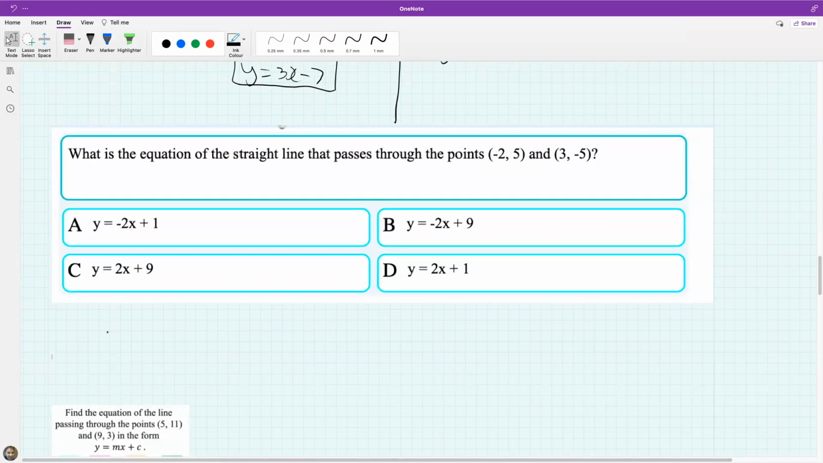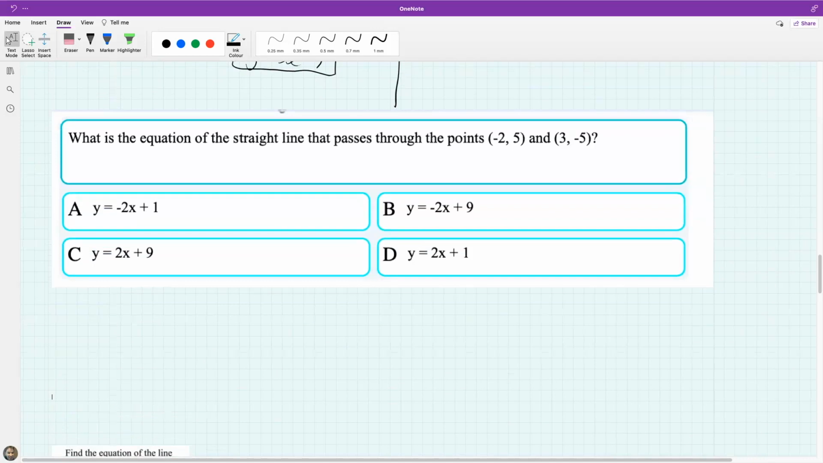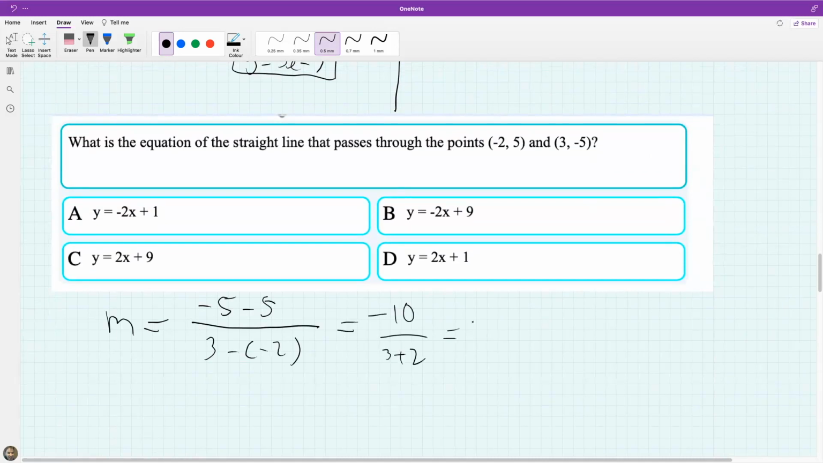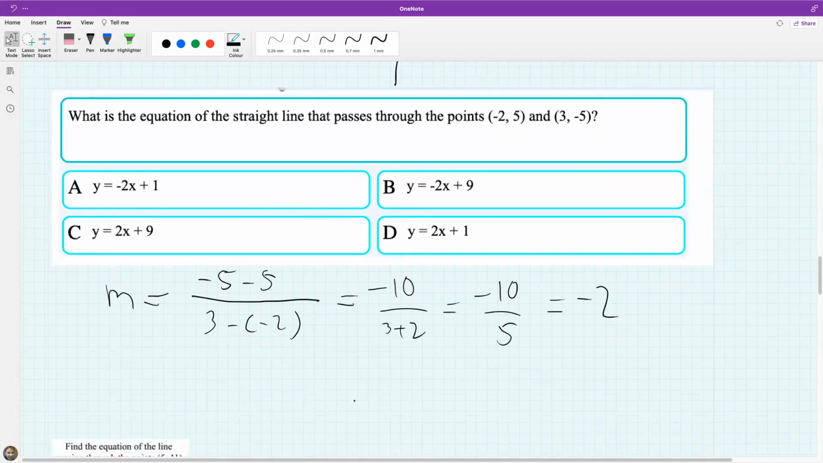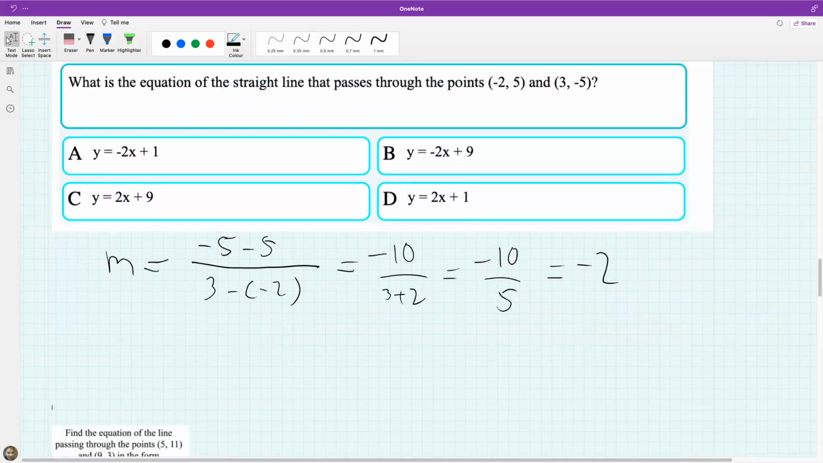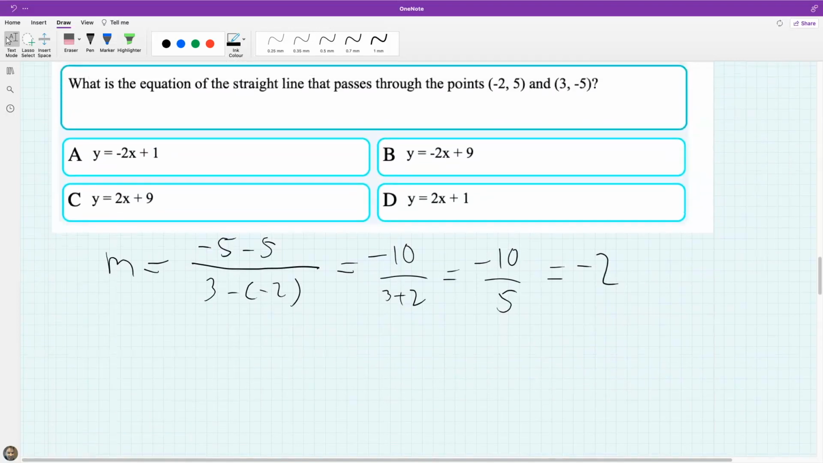So let's see. I want to get this. -5, -5, and then 3, -2. So -10/3+2. So -2 is what I get for my gradient. And now what I need to do is figure out which one goes with which.